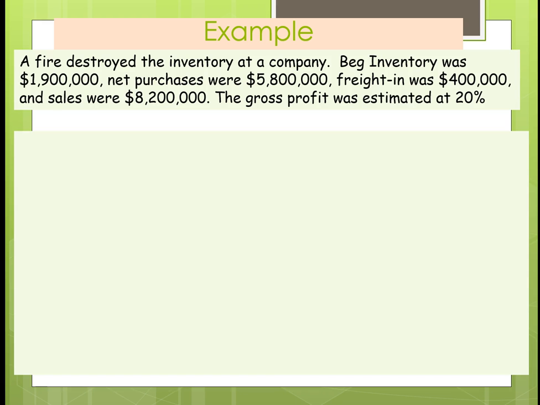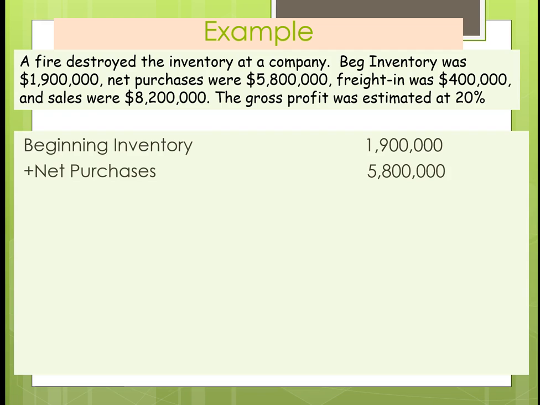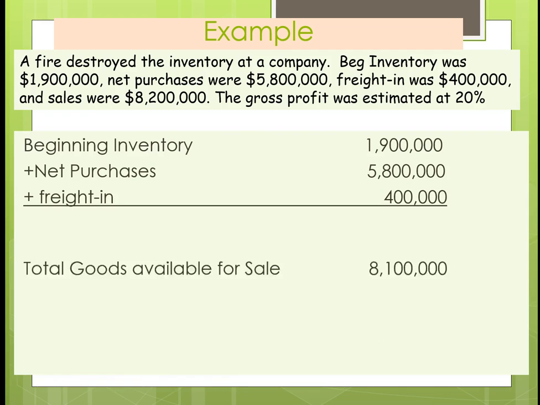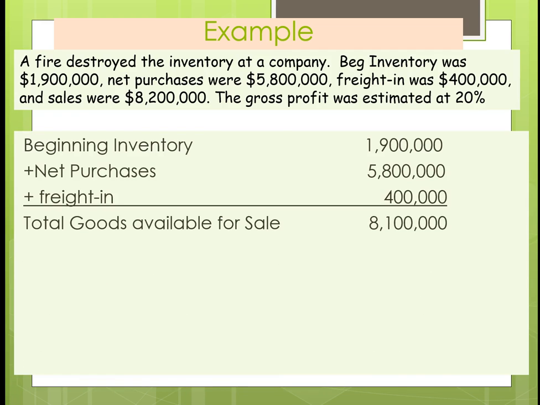So now let's work an example. Okay, you had a fire destroy your inventory. You had beginning inventory of 1.9 million. You had net purchases of 5.8 million. You had freight in of 400,000, and sales were 8.2 million. Your gross profit is estimated at 20%. Beginning inventory plus net purchases plus freight in tells you your total cost of goods available for sale is $8,100,000.